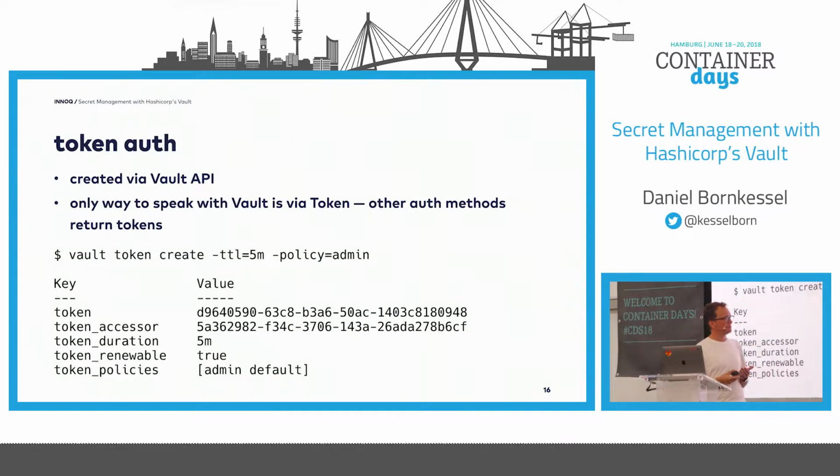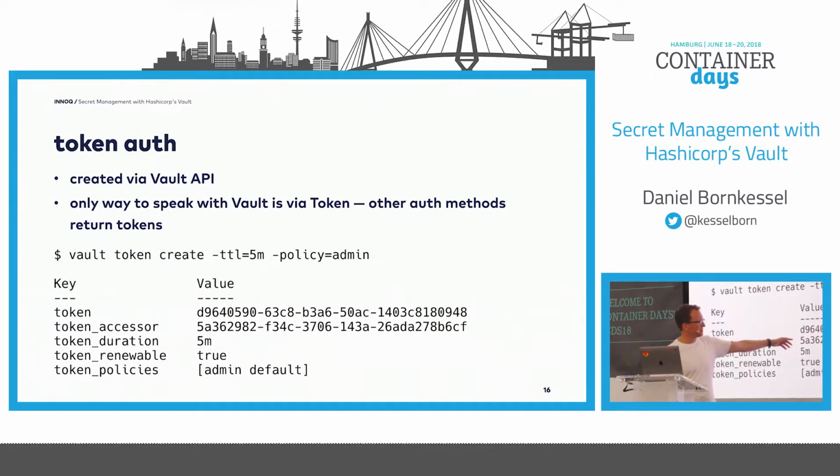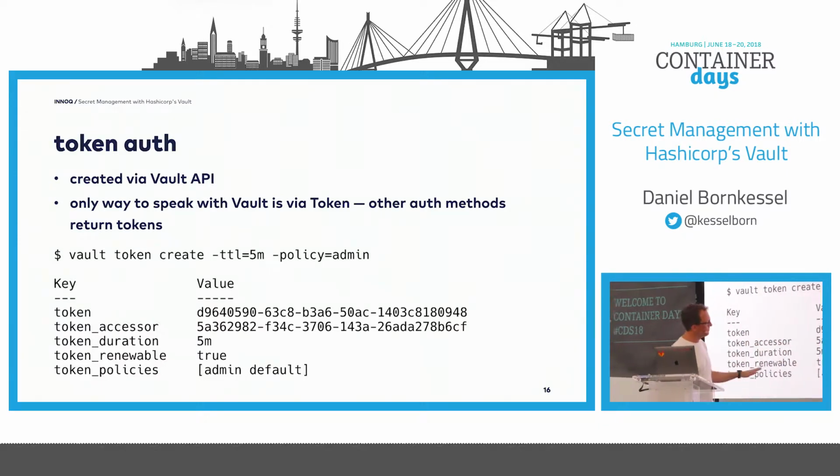Tokens are always created by Vault itself. You cannot say, I want to have a token with foo bar. They are always created via the Vault API, and the only way to speak to Vault, like to read secrets, is to use a token. All other authentication methods are just there to authenticate you once and get a token in return, and use that token then to speak to Vault. This is how a token looks like. It's like a UUID or something.